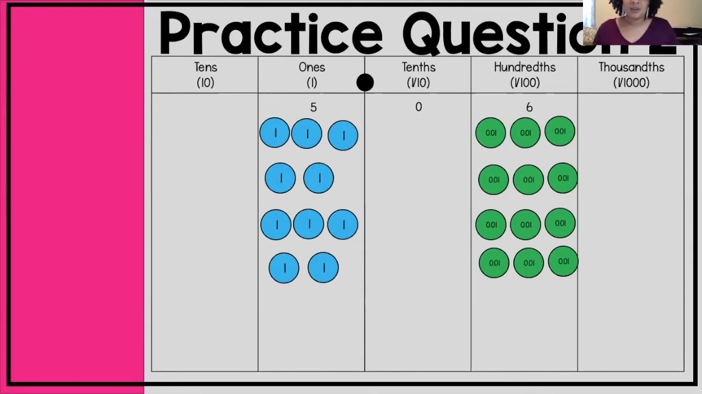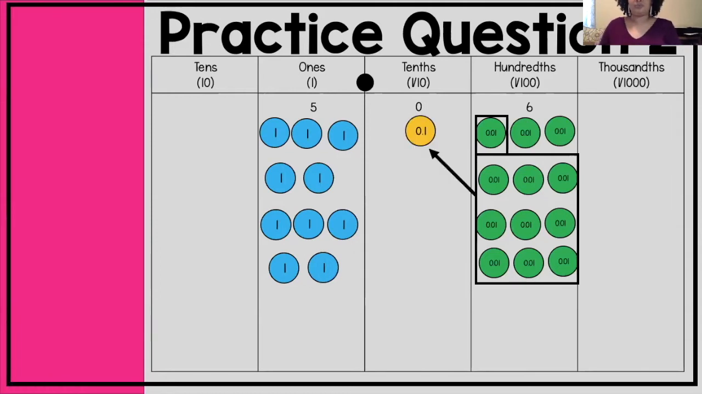Now I'm going to start in my hundredths place to see if I can make any groups of 10. Let's see. I've made one group of 10. I'm going to rename that group of 10 hundredths as 1/10. This group right here of 10 hundredths, I'm going to rename as 1/10. Can I make another group of 10 in the tenths place? I cannot because I only have one.